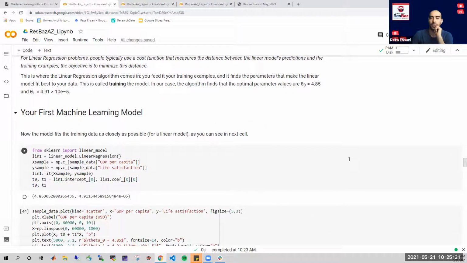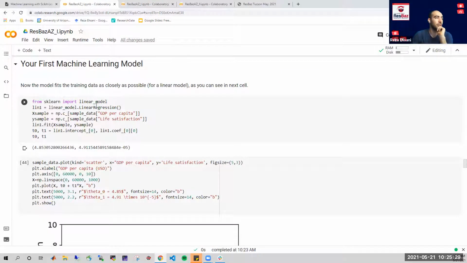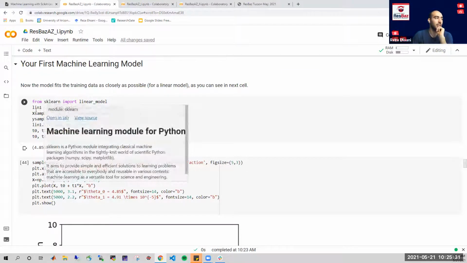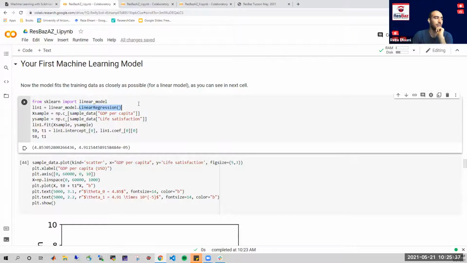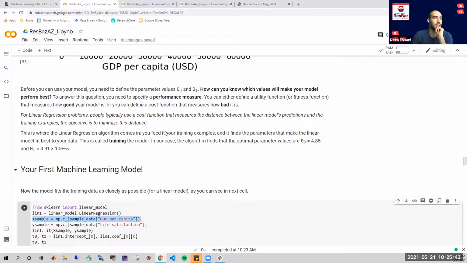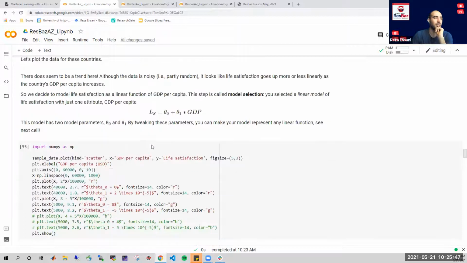So for your first machine learning model, now we're gonna try the linear regression to find these values. What we need to do is to import the linear model from Scikit-Learn. Then we create an instance from the linear model. This is called the linear regression. And then we need to define our X and Y. Our X is the GDP per capita, as we discussed here in this formula. And our Y is the life satisfaction.